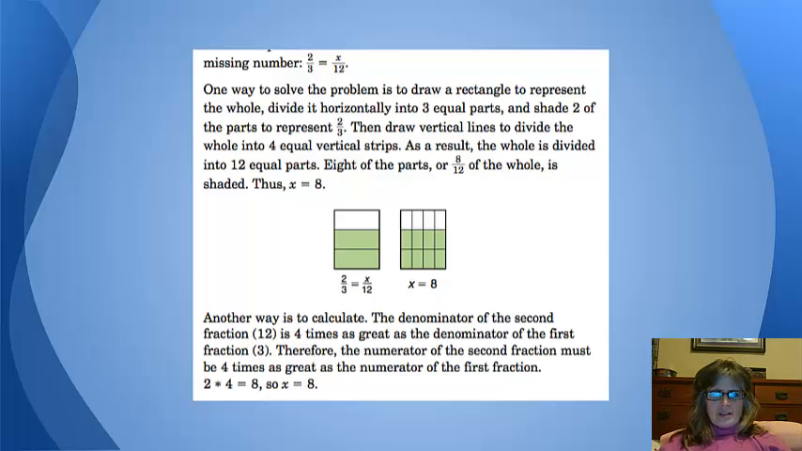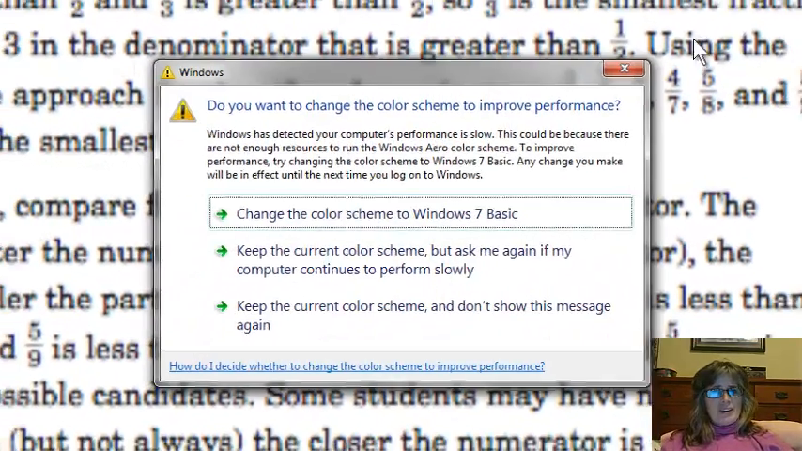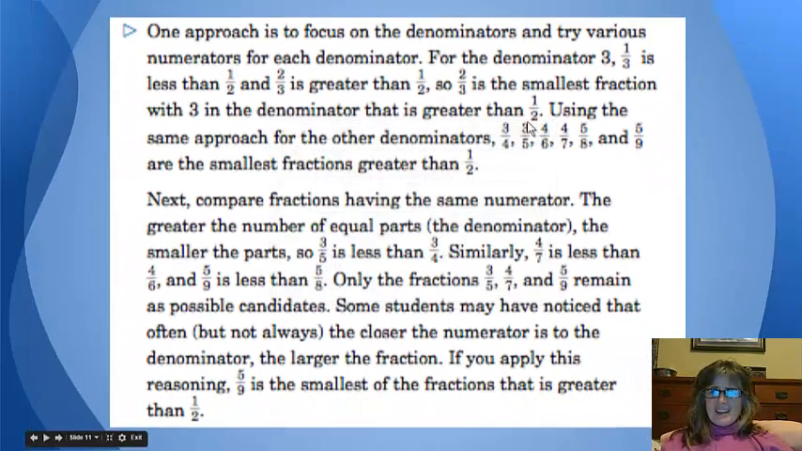Go ahead and read this if you choose, but what I really wanted you to see was that 2/3 equals x over 12. When you do that, you look at the relationship between 3 and 12. Well, 3 times 4 is 12. So then you do 2 times 4 is 8, and that gives you the numerator. So that's pretty true.